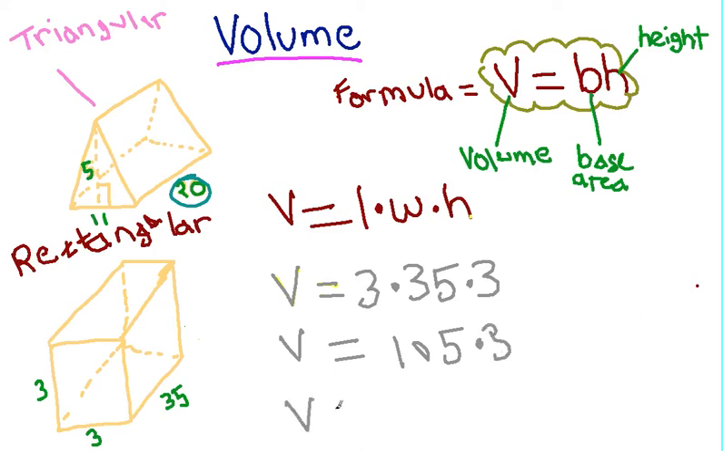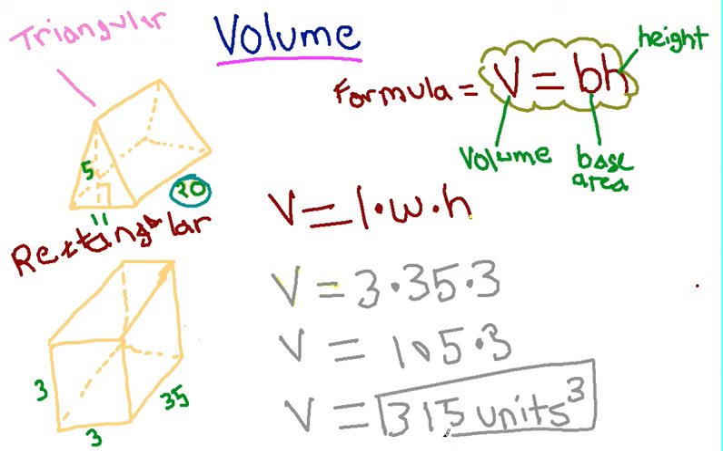So the volume would equal 3 times 5 is 15. 3 times 0 is 0, and 1 carries over. And 3 times 1 is 3. So that would equal 315, again, units cubed. And that is our answer.